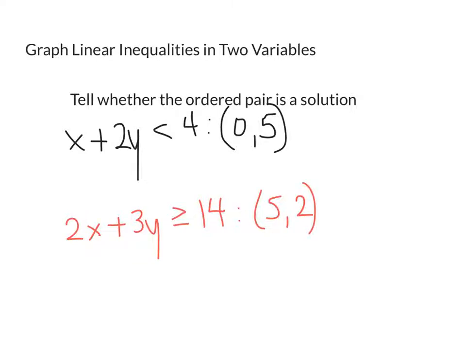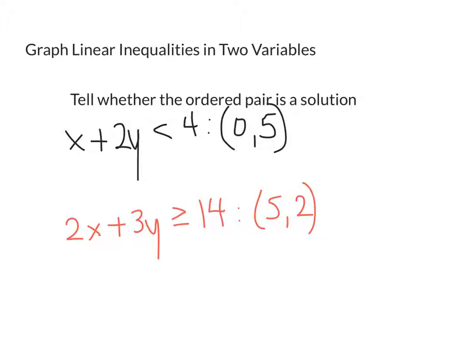So we're up to the final lesson of Chapter 6, and that's all about graphing linear inequalities in two variables, which means we're going to have a y and an x, because we're going to use that coordinate plane. Now the first thing we're going to do is learn how to test whether an ordered pair is a solution to a given inequality.